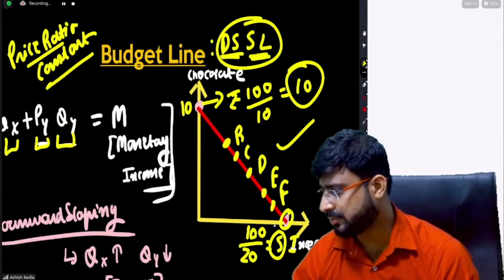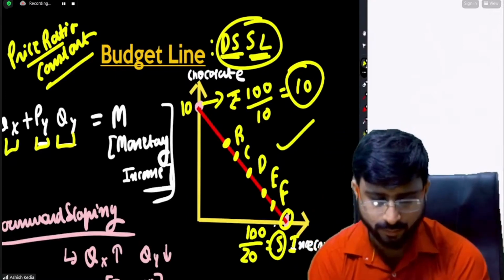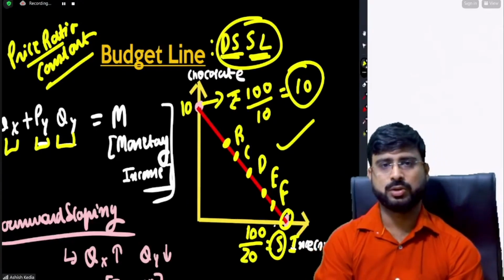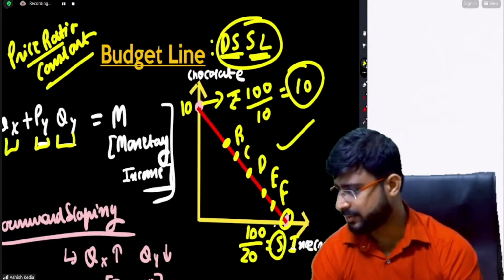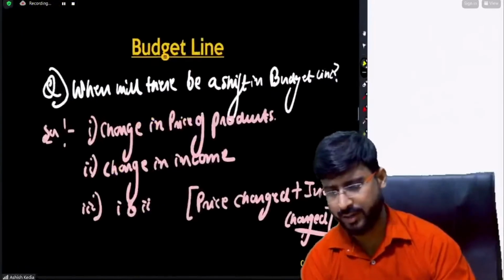Come on everyone. In budget line, what is constant? Price ratio. That is price of X by price of Y. That is constant here. Okay.